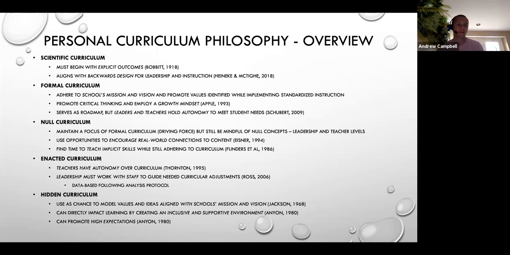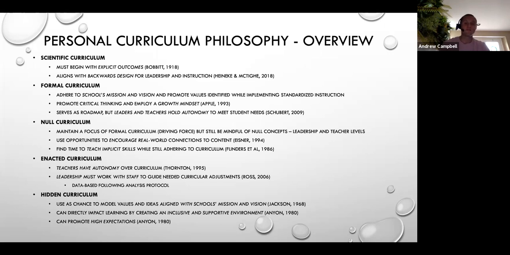When looking at the enacted curriculum, we discovered that teachers have more autonomy than a lot of us initially thought over our curriculum. As a leadership implication, it's crucial that leadership works with the staff to guide these needed curricular adjustments, for example, following a data-based analysis protocol.